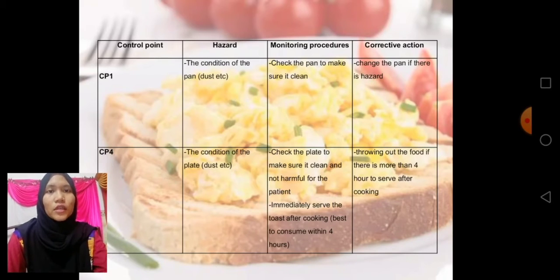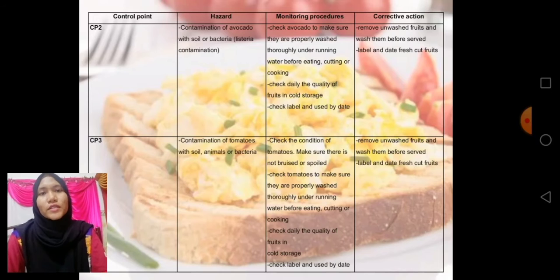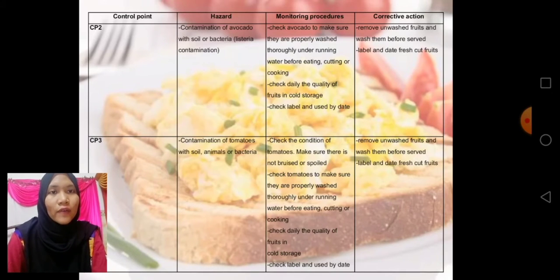to the patient. The next one is CP2 and CP3, which is also the same, which is a contamination of the avocado or tomatoes with some soils or bacteria. So we check the avocado to make sure they are properly washed thoroughly under running water before eating, cutting or cooking. The same goes for the tomato.